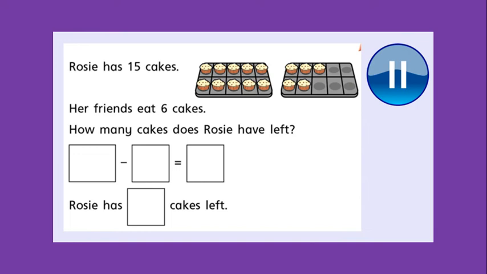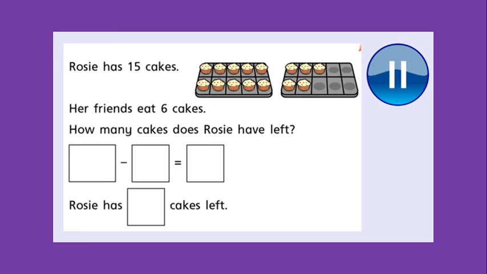It says her friends eat 6 cakes. Well, that's not on really. Did Rosie get any? It's not very fair, is it? Anyway, her friends eat 6 cakes. So how many, oh that's all right, it says how many cakes does Rosie have left. Oh, that's fine, she gets the ones that are left, that's good. Right, so let's make Rosie very happy. How many cakes does she have left? If she had 15 and then her friends came and gobbled up 6, how many cakes does Rosie have left?